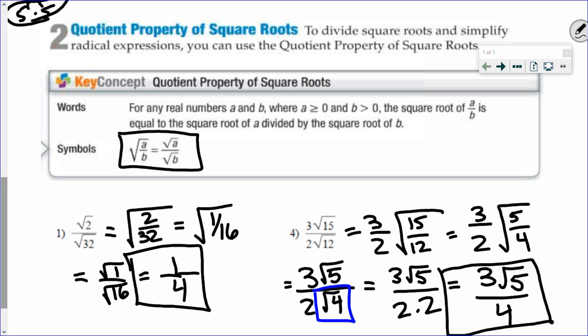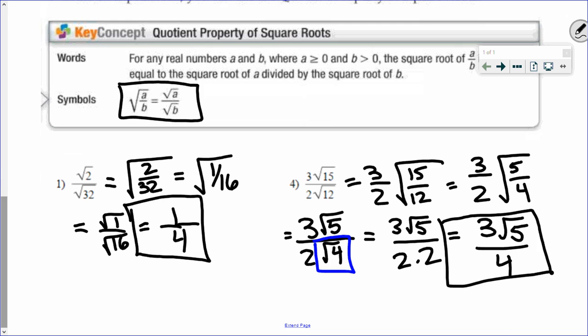Again, no radicals in the denominator, no fractions inside of my radicals. So I am simplified. I'm good to go. My 3 over 4 is reduced. I can't reduce that fraction anymore. So I'm done here. All right.